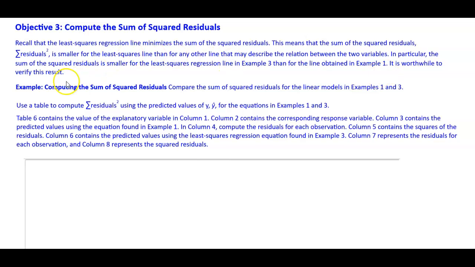It is worthwhile to verify this result. So for this next example, we're going to keep computing the sum of squared residuals. We're going to compare the sum of squared residuals for the linear models in example 1 and 3. We're going to use a table to compute the sum of the residuals squared using the predicted values of y hat for the equations in examples 1 and 3.